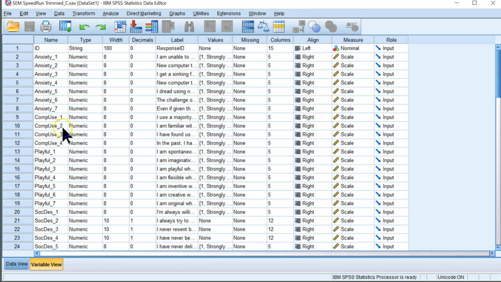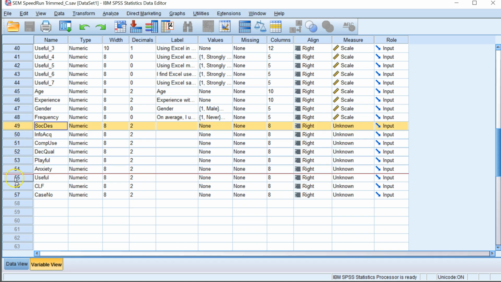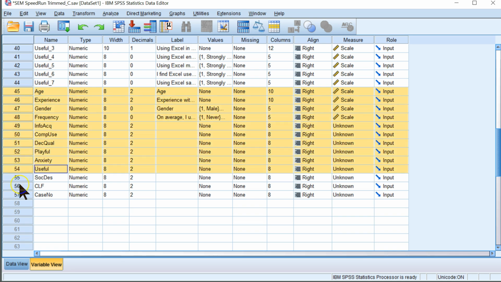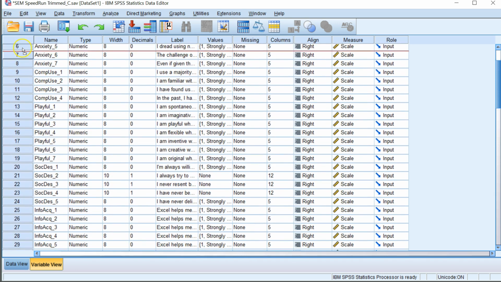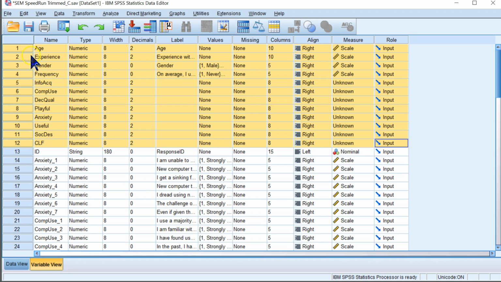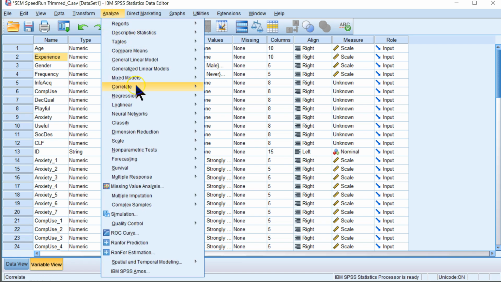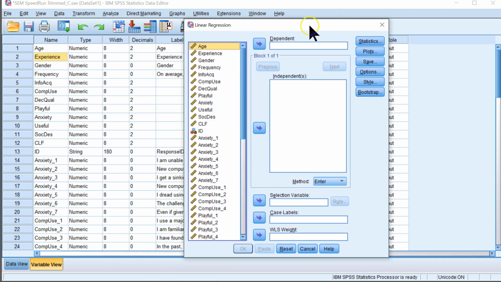And you'll notice at the bottom we have all of our composites, including the CLF and social desirability. I'm not super interested in social desirability right now. I'll stick it down here, and then I'll stick all of these at the top. Okay. And here we go. We want to look at the Cook's distance: analyze, regression, linear, and we want to do it with our dependent variables, which are decision quality and information acquisition.